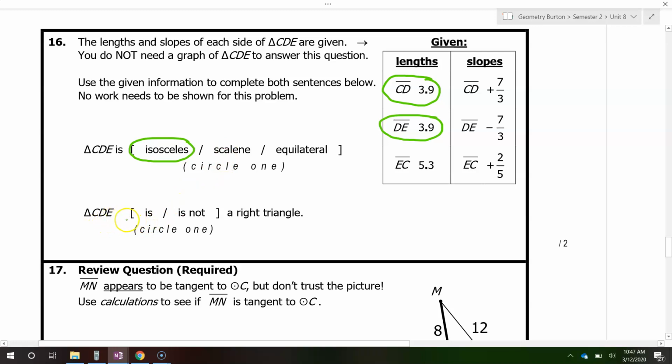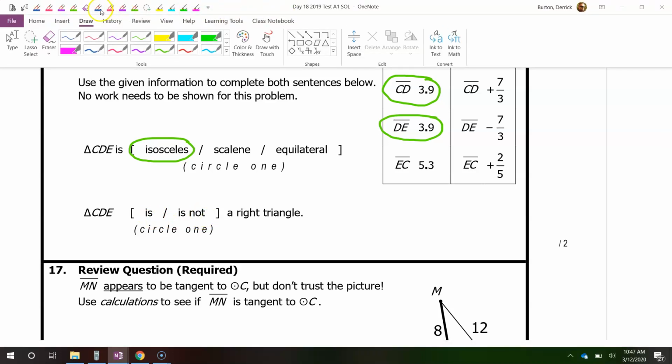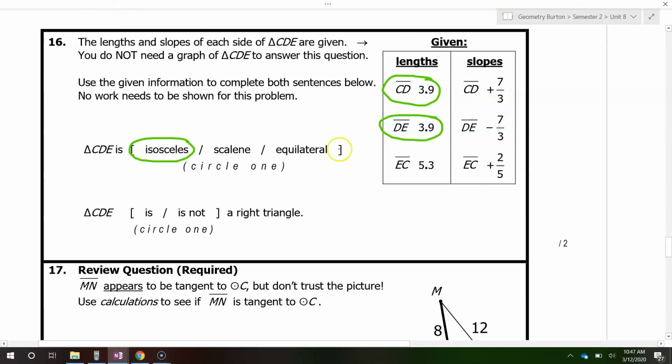Now, we want to know, is this a right triangle, yes or no? Well, that is going to depend on the slopes. And as we saw, if the slopes are opposite and reciprocal, that makes the lines perpendicular. And that's what you'll have. If you have a right triangle, then that means two of the sides will be perpendicular. So we're looking for slopes that are opposite and reciprocal.